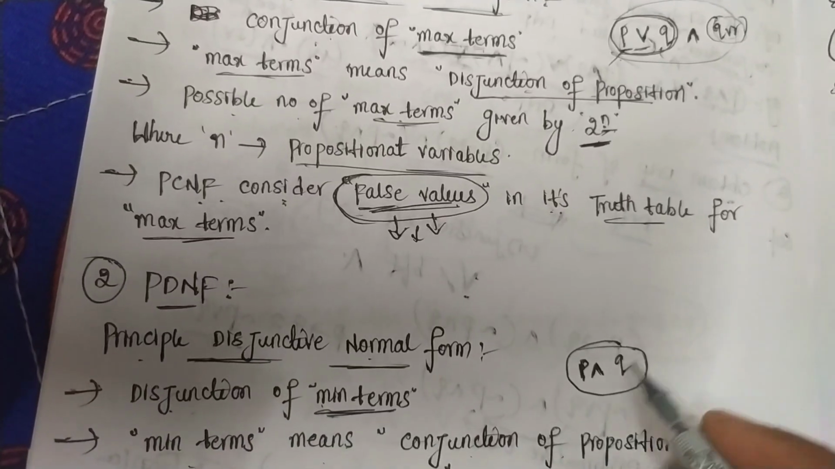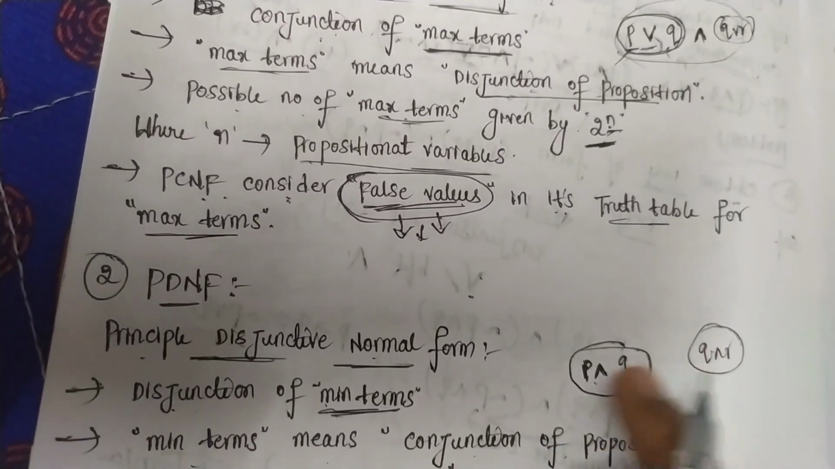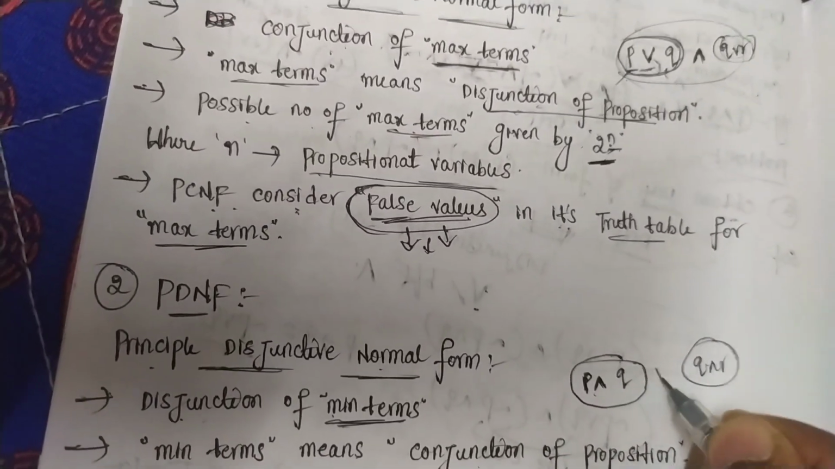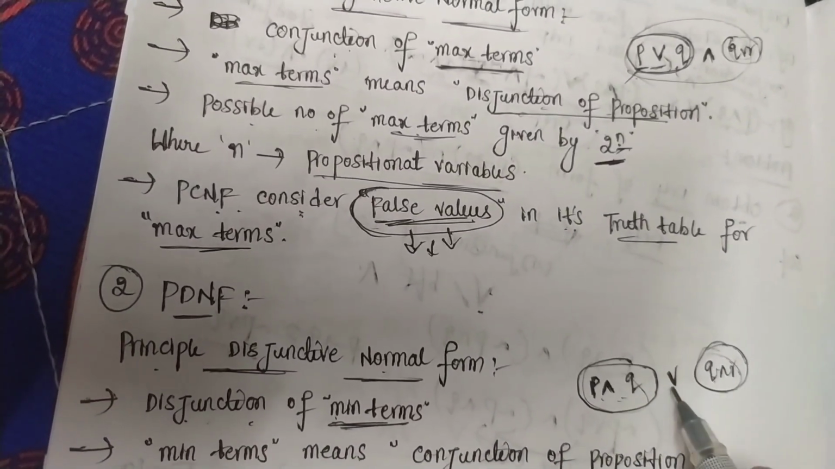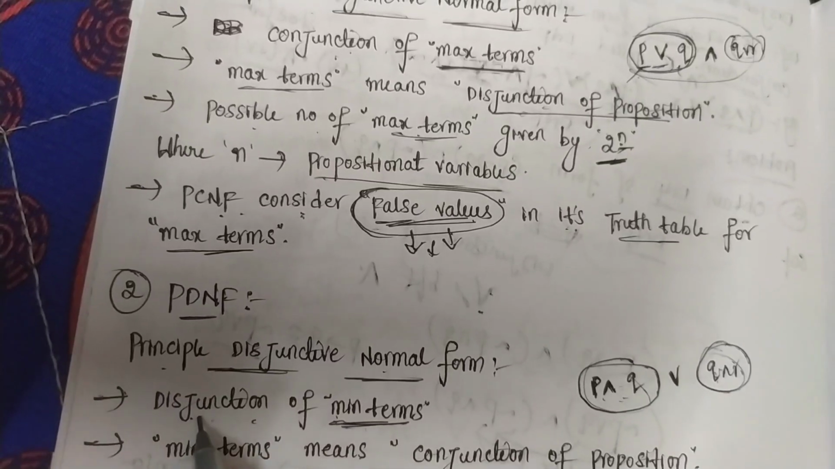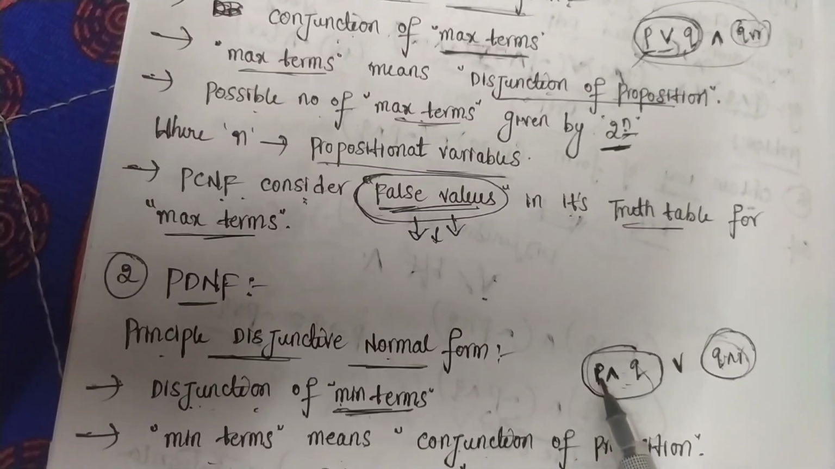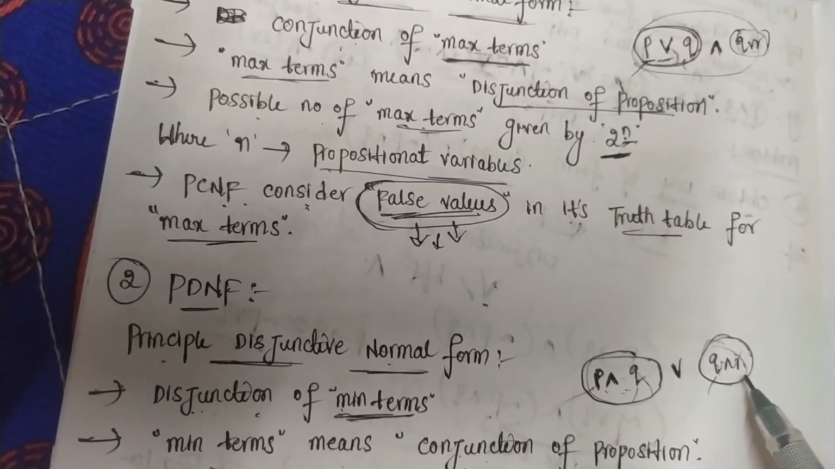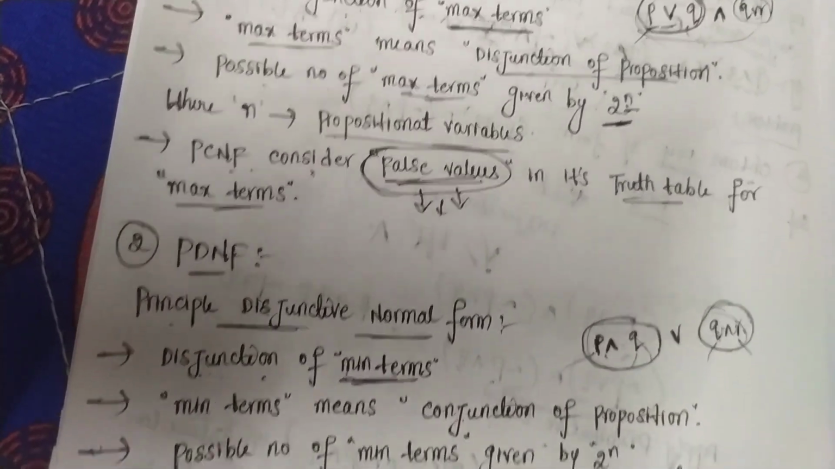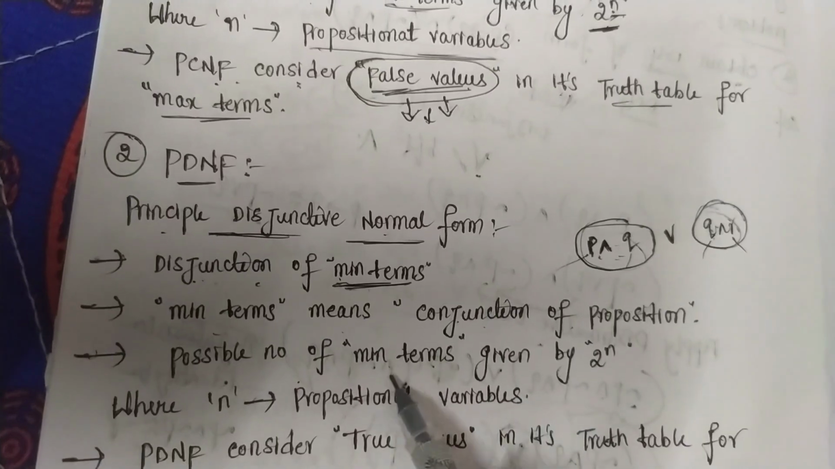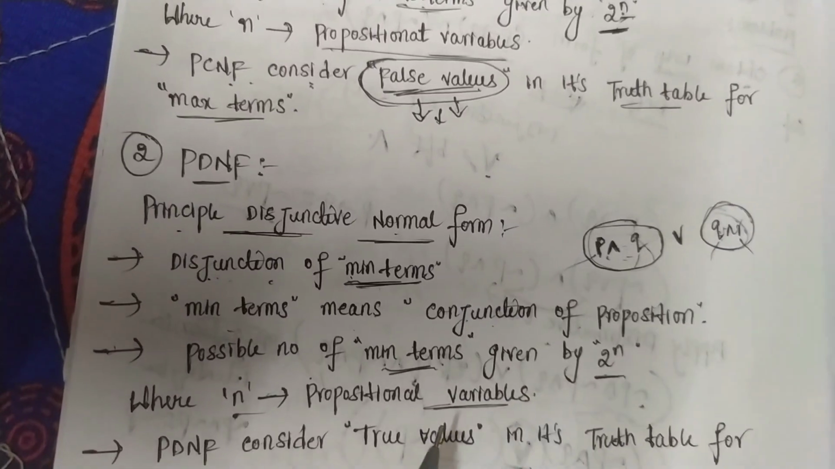A disjunction of min terms is, for example, P and Q, and Q and R. These are two conjunctions of propositions. In between we place the or, that is the disjunction of these min terms. Those are called min terms, and the whole is the disjunction of min terms. In each conjunction, every one is a proposition, and in between we place the conjunction, that is the and symbol. Here too the possible number of min terms is given by the 2 power n formula, where n is the number of propositional variables.